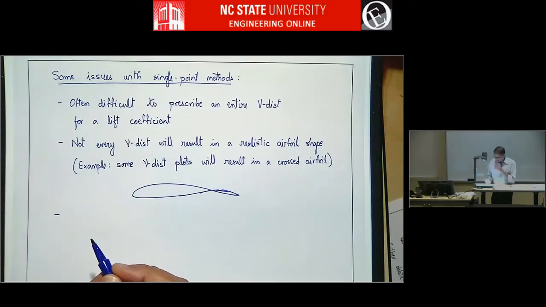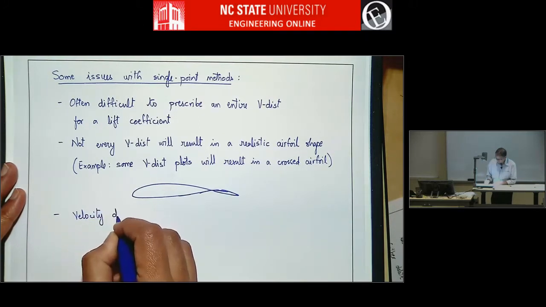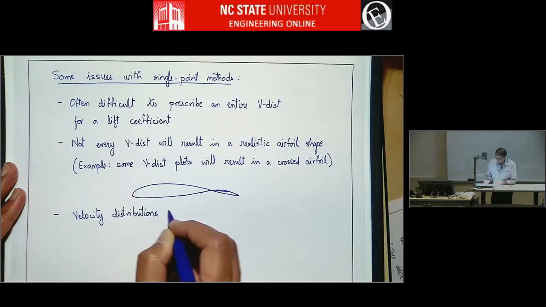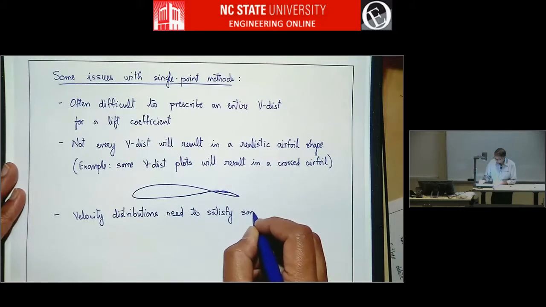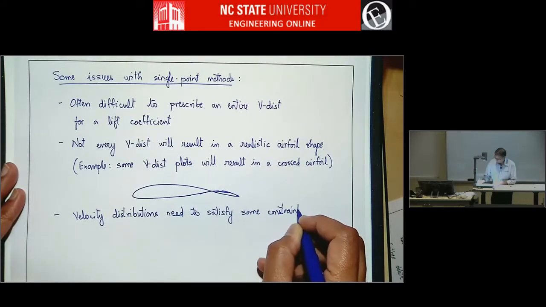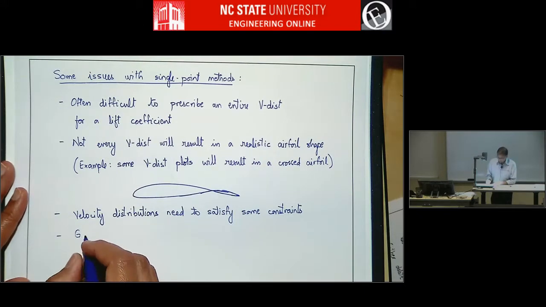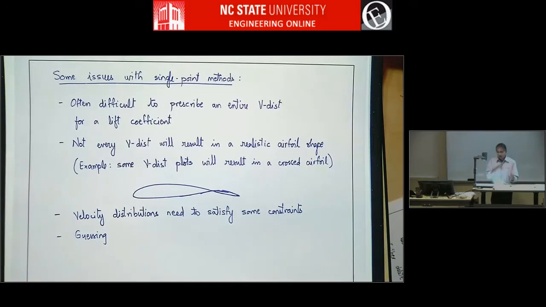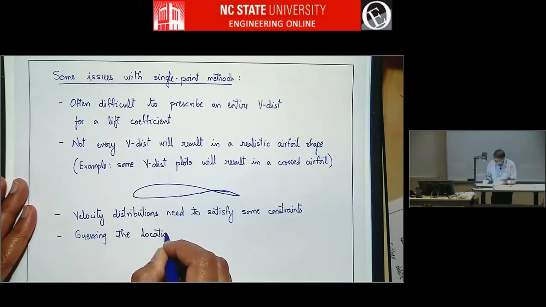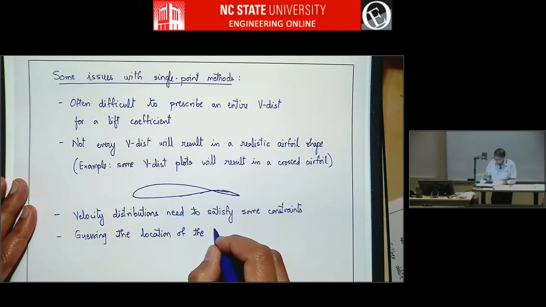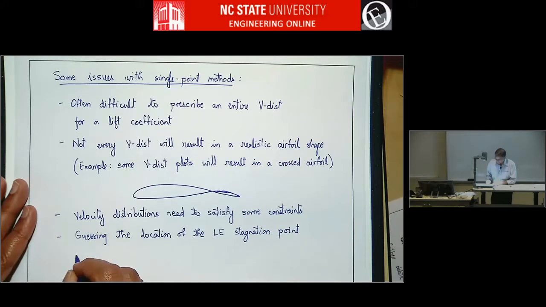So again, several decades back, people found out that velocity distributions need to satisfy some constraints. And then you really don't know what the stagnation point location is. So when you have to give an entire velocity distribution, that also means you have to say where the stagnation point is. And guessing the location of the leading edge stagnation point is difficult.